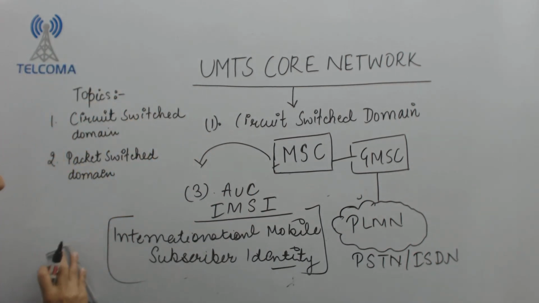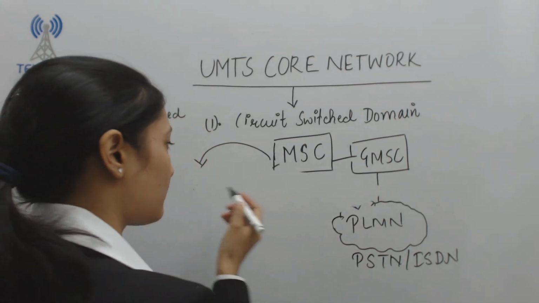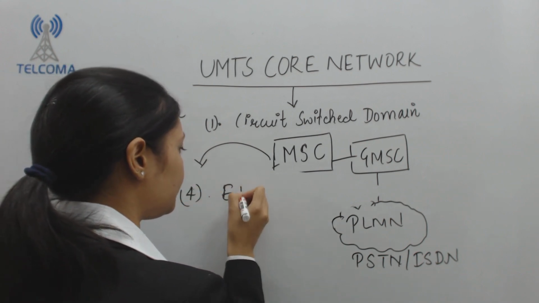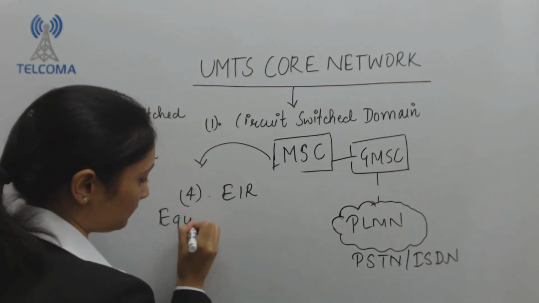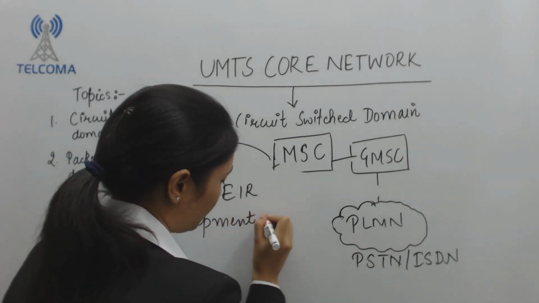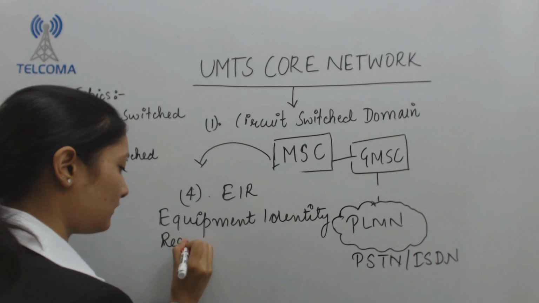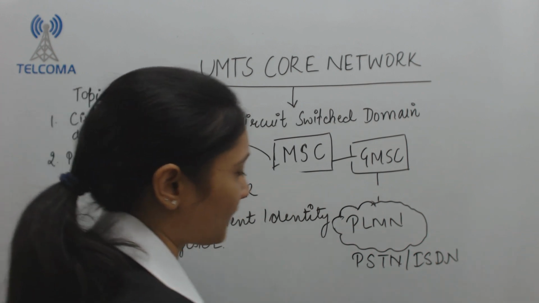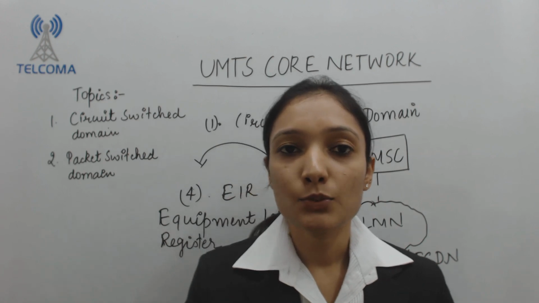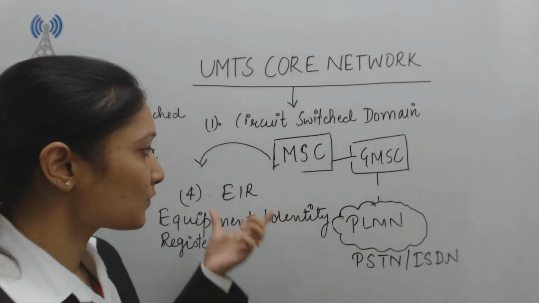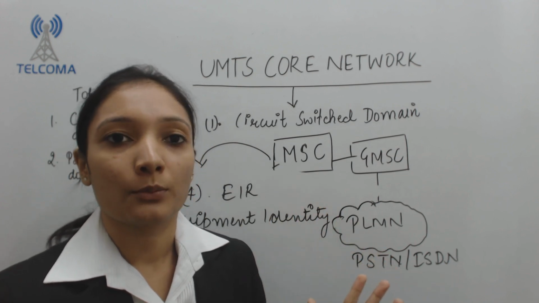Now, after the authentication center, the next database in mobile switching center is EIR. Now, EIR stands for Equipment Identity Register. Now, this register is responsible for maintaining the list of all the valid equipments. So that means with the help of this register, this database, we can check which of the users are allowed to use the services, and which are denied from the services.